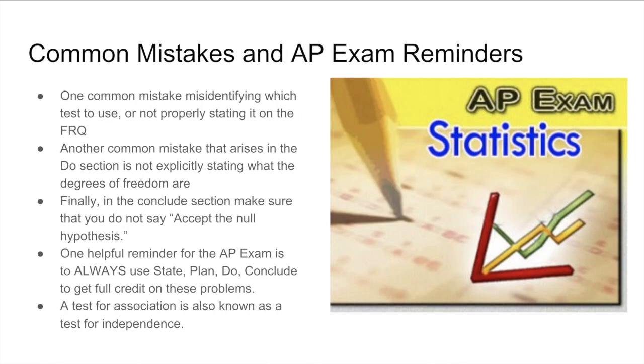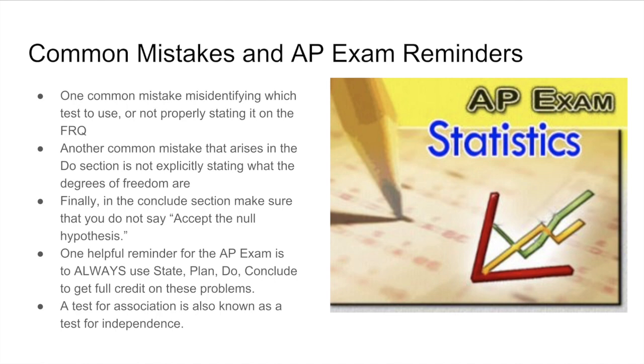Now let's discuss some common mistakes and AP exam reminders. One common mistake is misidentifying which test to use or not properly stating it on the free response question. Another common mistake that arises in the do section is not explicitly stating what the degrees of freedom are. Finally, in the conclude section, make sure that you do not say accept the null hypothesis. The correct answer should be fail to reject the null hypothesis.